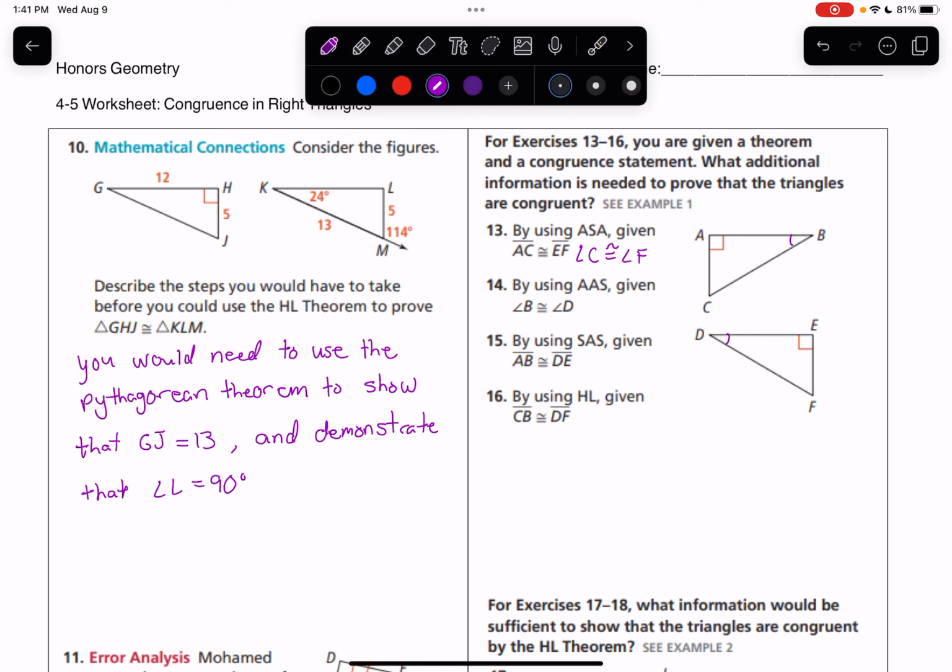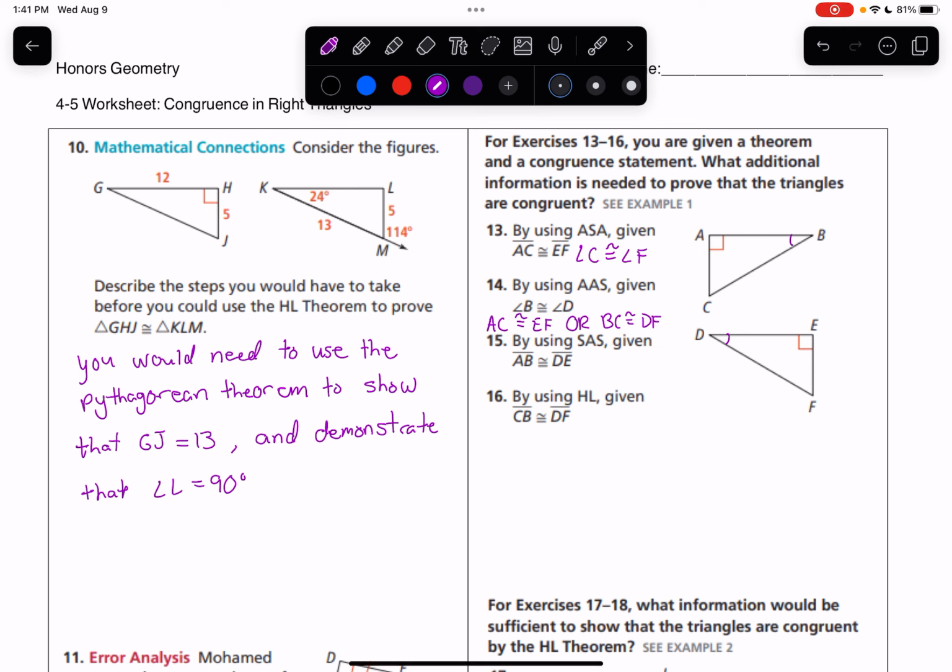So there's two conditions for this. Either we would need to learn that AC is congruent to EF, or we would need to know that BC is congruent to DF. We just need one or the other, not both.